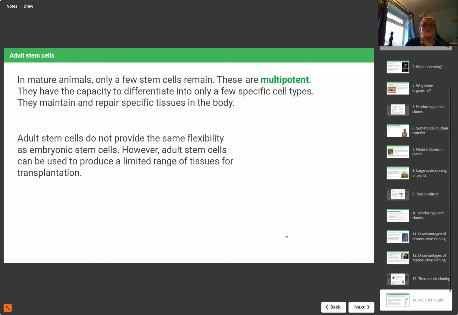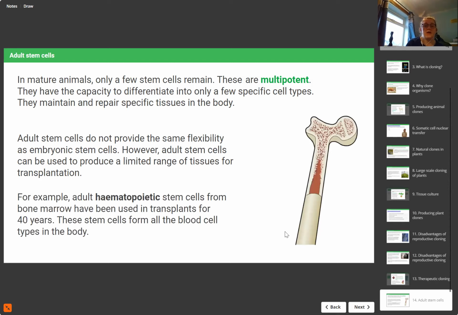In mature adults, only a few stem cells remain, and these aren't totipotent or pluripotent, they're only multipotent. They have the capacity to differentiate into only a few specific cell types, so they maintain and repair specific tissues in the body. We have some in our blood cells, for example, in bone marrow. Adult stem cells do not provide the same flexibility as embryonic stem cells. However, we can use them to produce a limited range of tissues for transplantation.